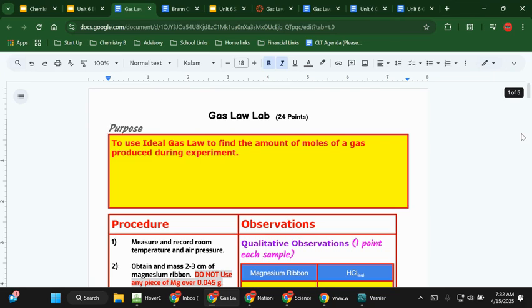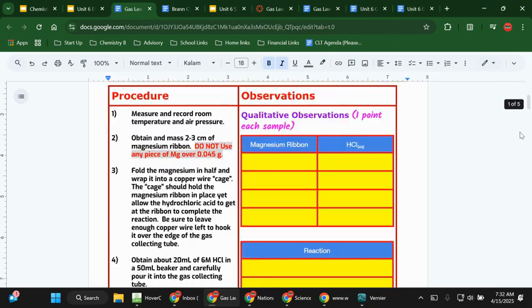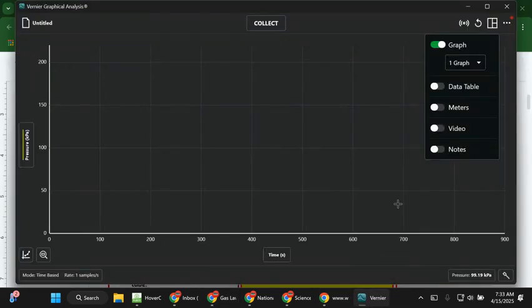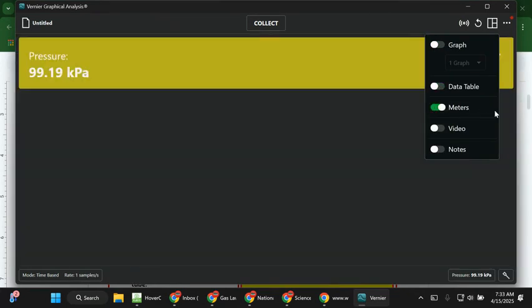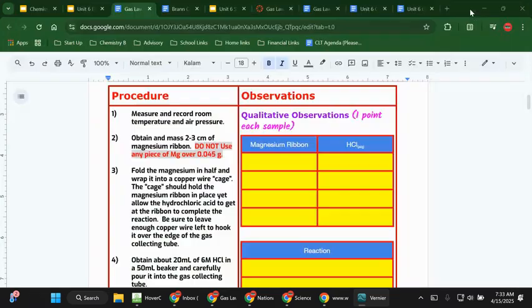All right. So, ladies and gentlemen, step number 1 is measure and record room air pressure and temperature. We don't really need the room temperature, so we're going to skip that part. But for the room air pressure, here it is. 99 point, which one do you want? 19 or 25? 25. All right. So today's air pressure is 99.25 kPa. You are going to need that for your lab. Okay? You are going to need that for your lab.